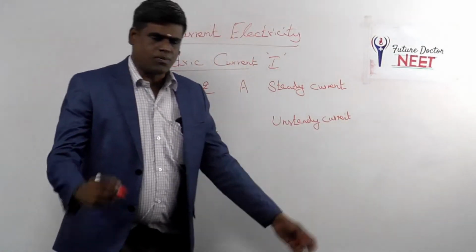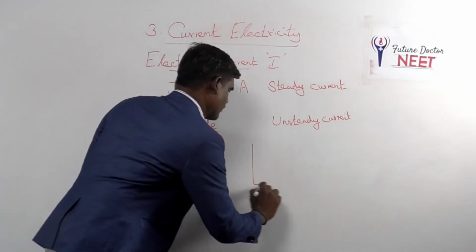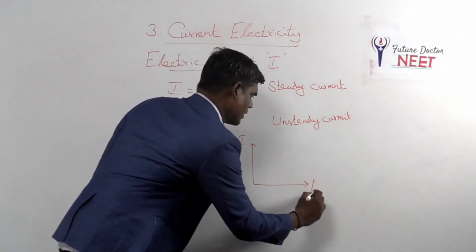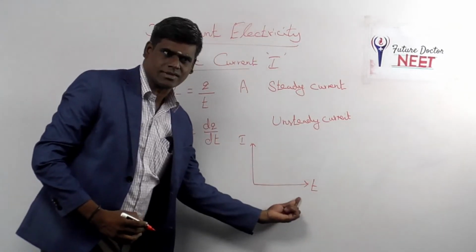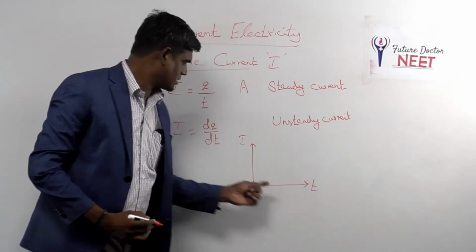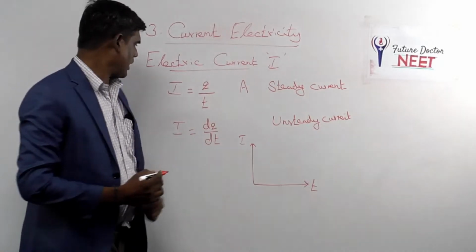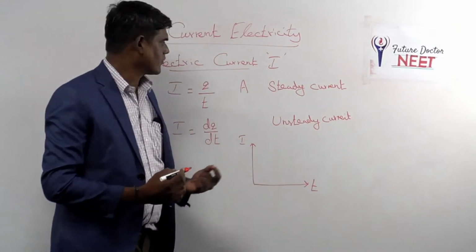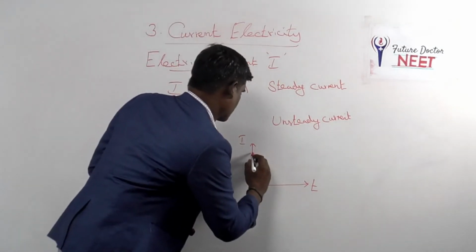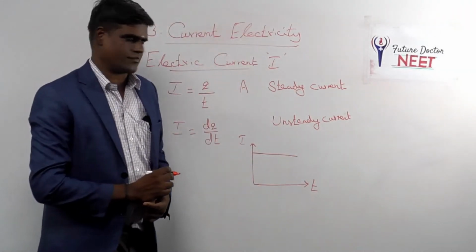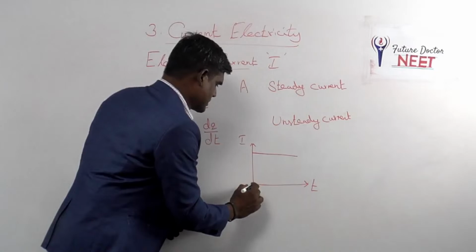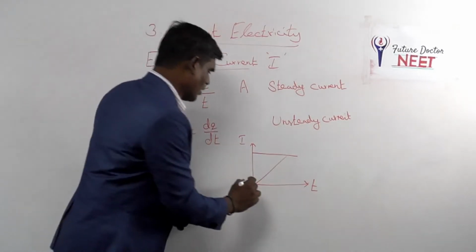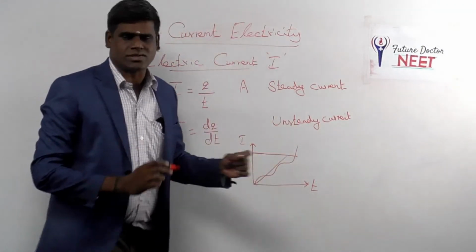Suppose you plot a graph, I along this axis and T along this axis. What is the name of this axis? X axis. And I along Y axis. Then for steady current, that is constant current, when time changes, current will be constant, like this. This is the steady current. Unsteady current means like this. Current also changes, time also changes. Or this one. This is the unsteady current.